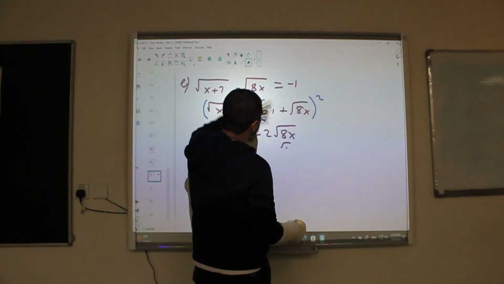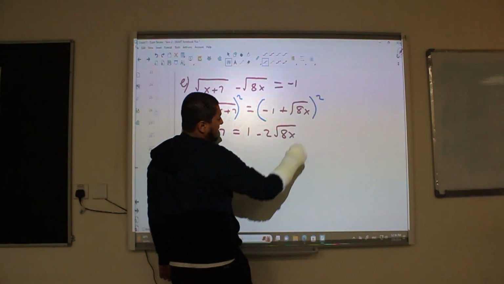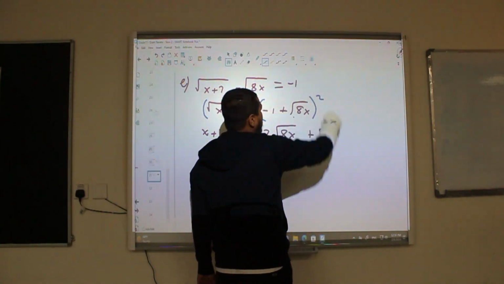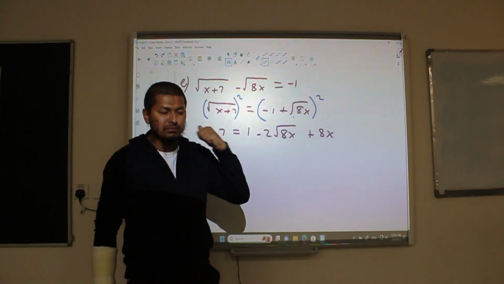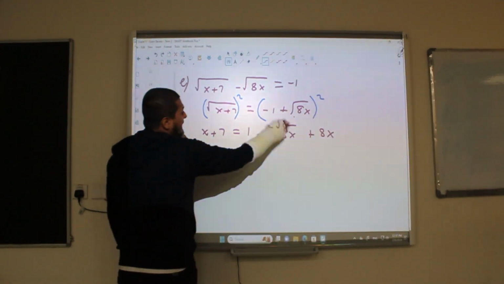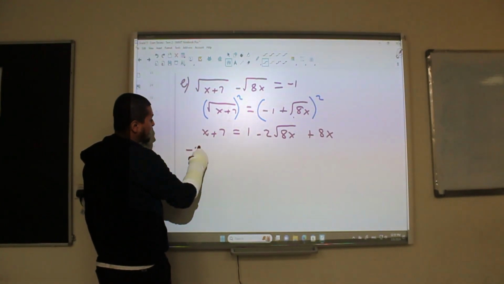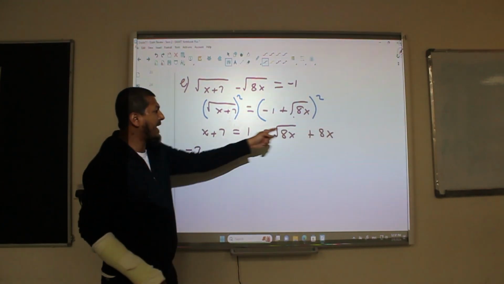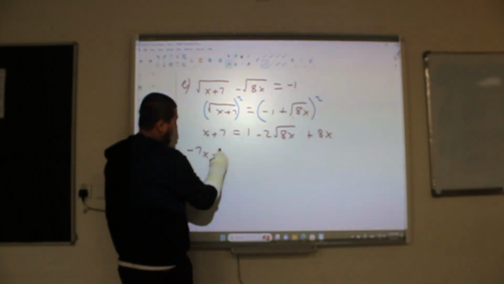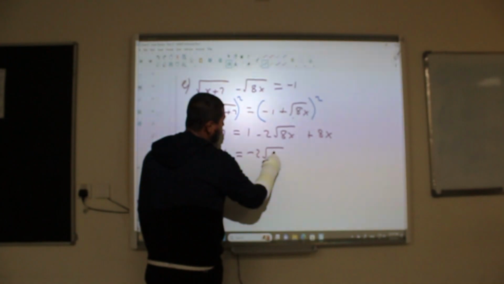And if I square the square root of 8x, I'll just get positive 8x, because you're squaring a square root. A squared plus 2ab plus b squared. Remember that. Now we connect everything on the other side and solve. So bring the 8x over here, negative 7x. X minus 8x, then 7 minus 1 plus 6 is equal to negative 2 square root of 8x.